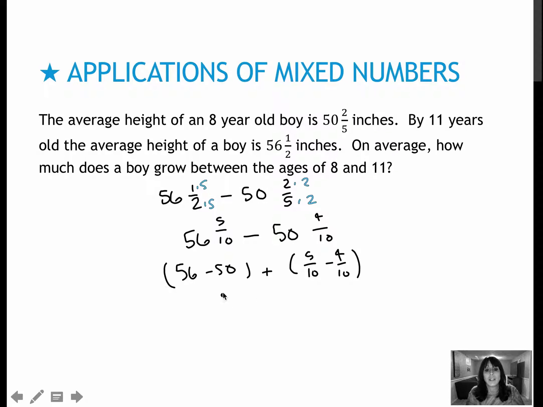56 minus 50 gives me 6. 5/10 minus 4/10 is 1/10. And so my result is 6 1/10. Again, this is a story problem, so I would write a sentence that says on average, a boy grows 6 1/10 of an inch between the ages of 8 and 11.